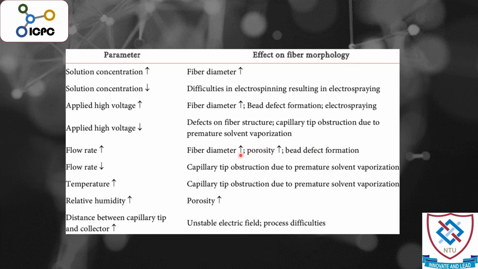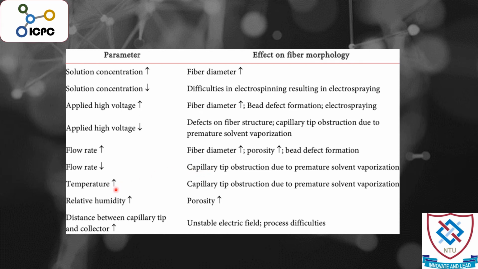Why? Because you can see that the solution is not able to get polarized because the flow rate is higher, so there is less time for the solution to get the charge. And when the flow rate is very low, you can see that there will be capillary tip obstruction due to premature solvent vaporization. So you can say that at lower flow rates, the solution will be solidified at the surface of your tip, causing the needle choking.